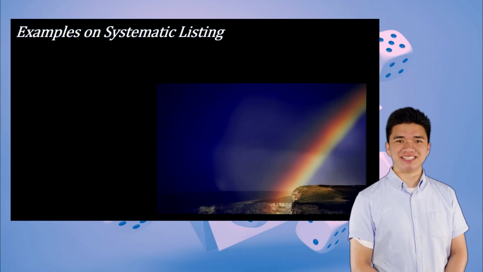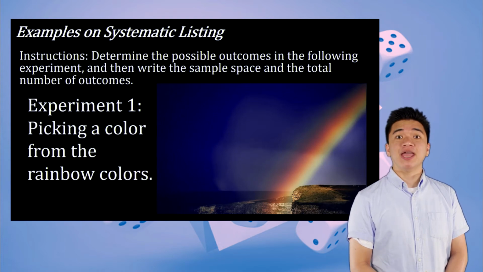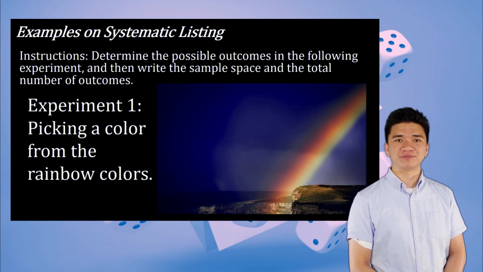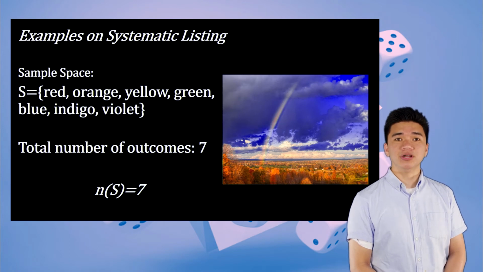Examples on systematic listing. Determine the possible outcomes in the following experiment, and then write the sample space and the total number of outcomes. Experiment 1. Picking a color from the rainbow colors. The sample space is S = {red, orange, yellow, green, blue, indigo, violet}. The total number of outcomes is 7, or we can write it as n(S) = 7.